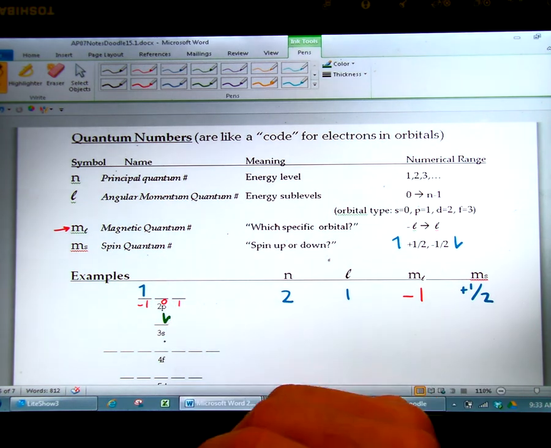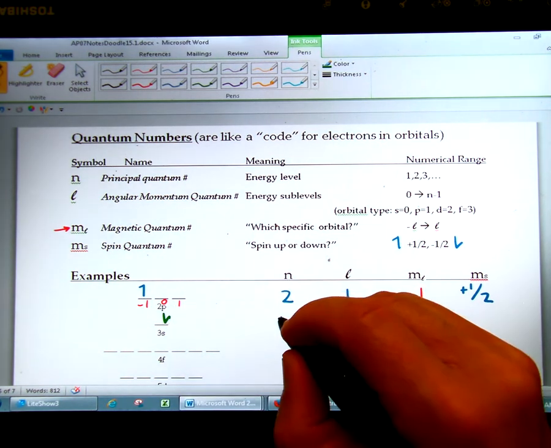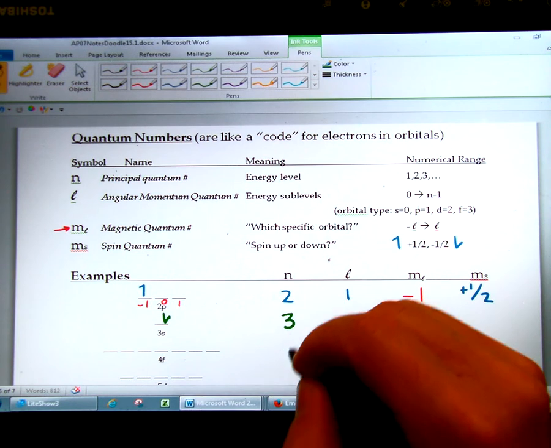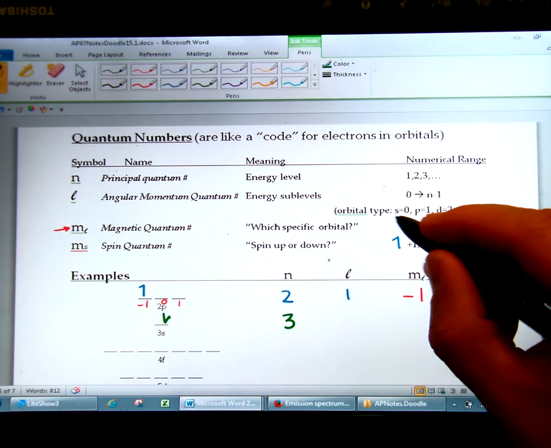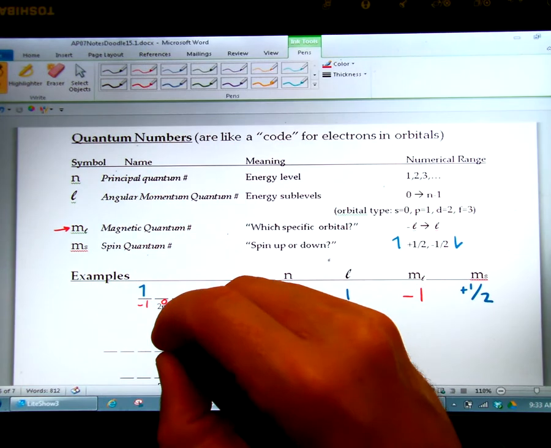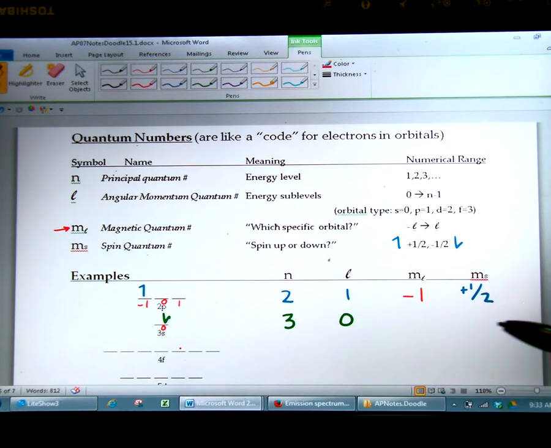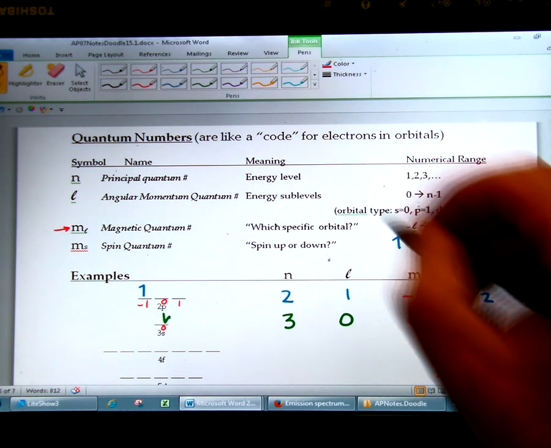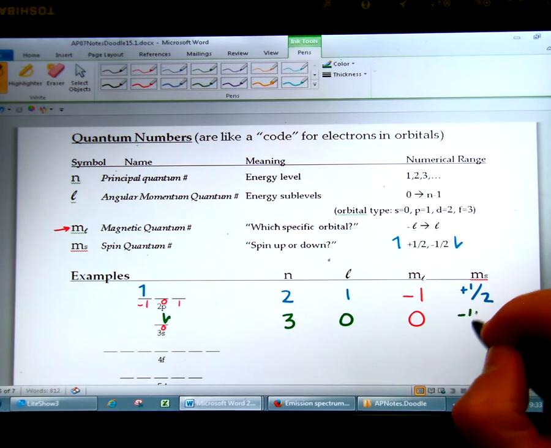But if you point it down, then this electron would have an n value of 3 because it's level 3. It's in an s orbital, so that means that the L value is 0. If we count the middle orbital for M sub L as 0, then we're done because that has to be the middle 0, which is a 0. And the spin is pointing down, so it's -1/2.